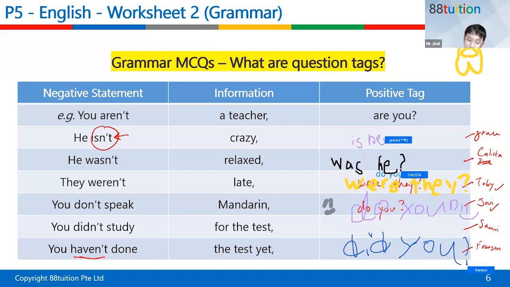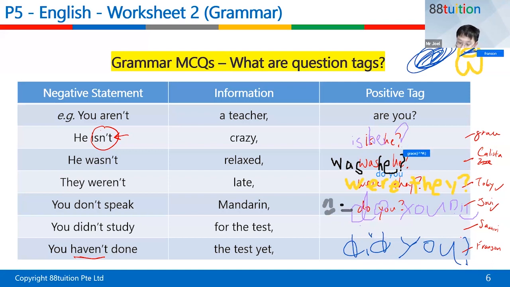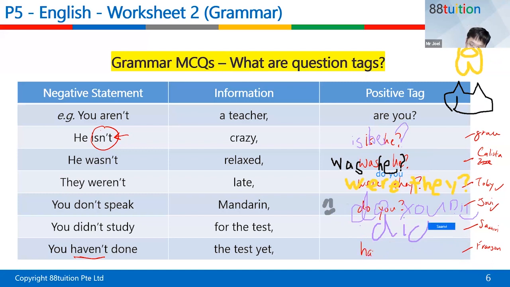Yes, so Callista is correct, right? He wasn't late, was he? Okay, good. And then for Grace, she's correct as well, but you've missed out the question mark, yeah? He isn't crazy, is he? Right? Good. Okay. For Frenton, no, Frenton is not did. Frenton is wrong. The answer is supposed to be you haven't done the test, have you? Not did you. It must be the same, right? Have and haven't. Yeah.